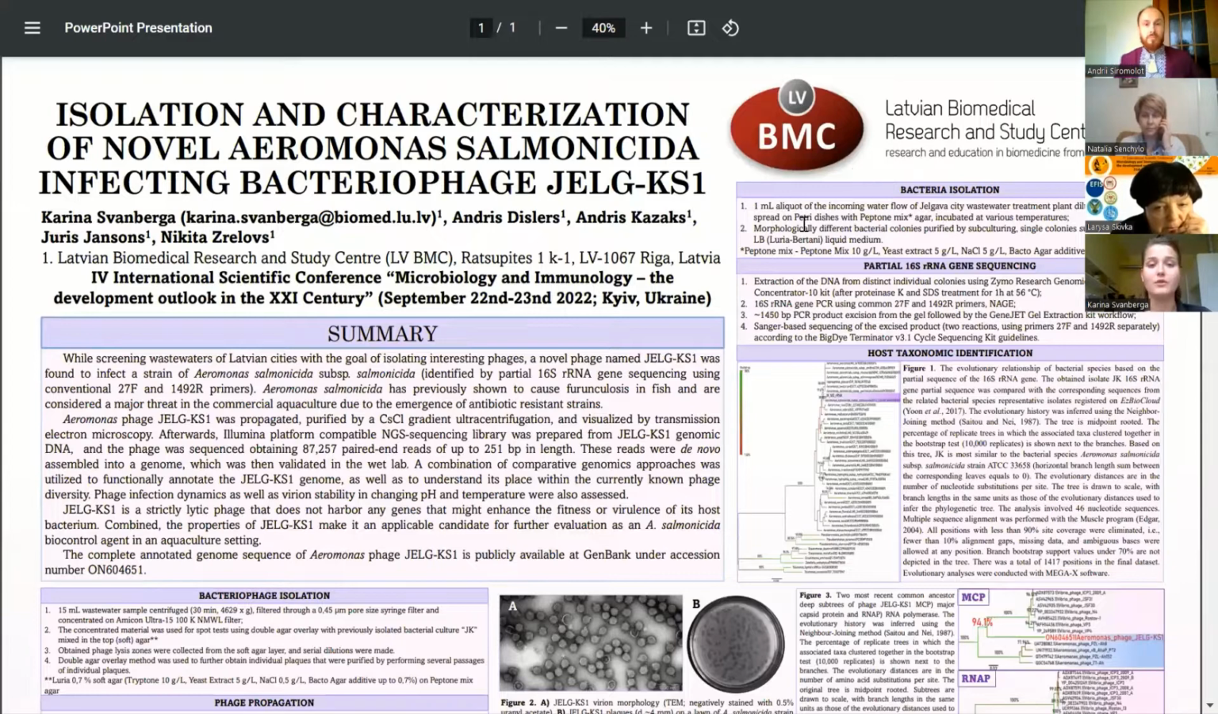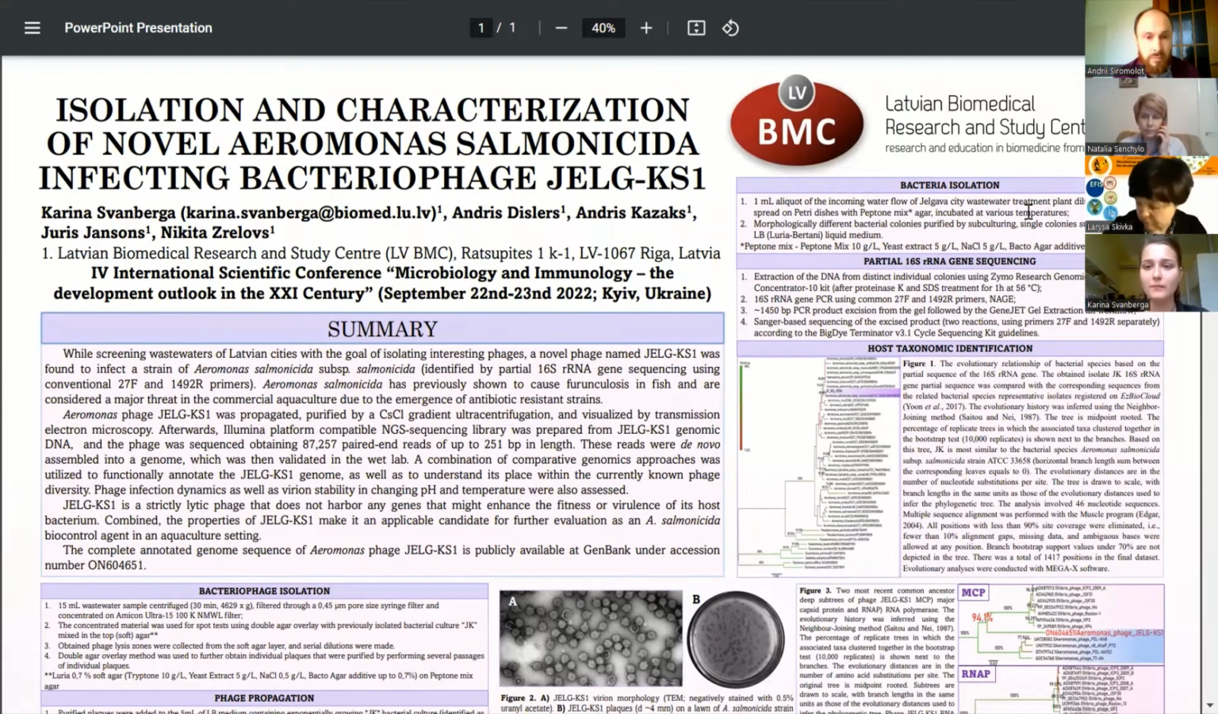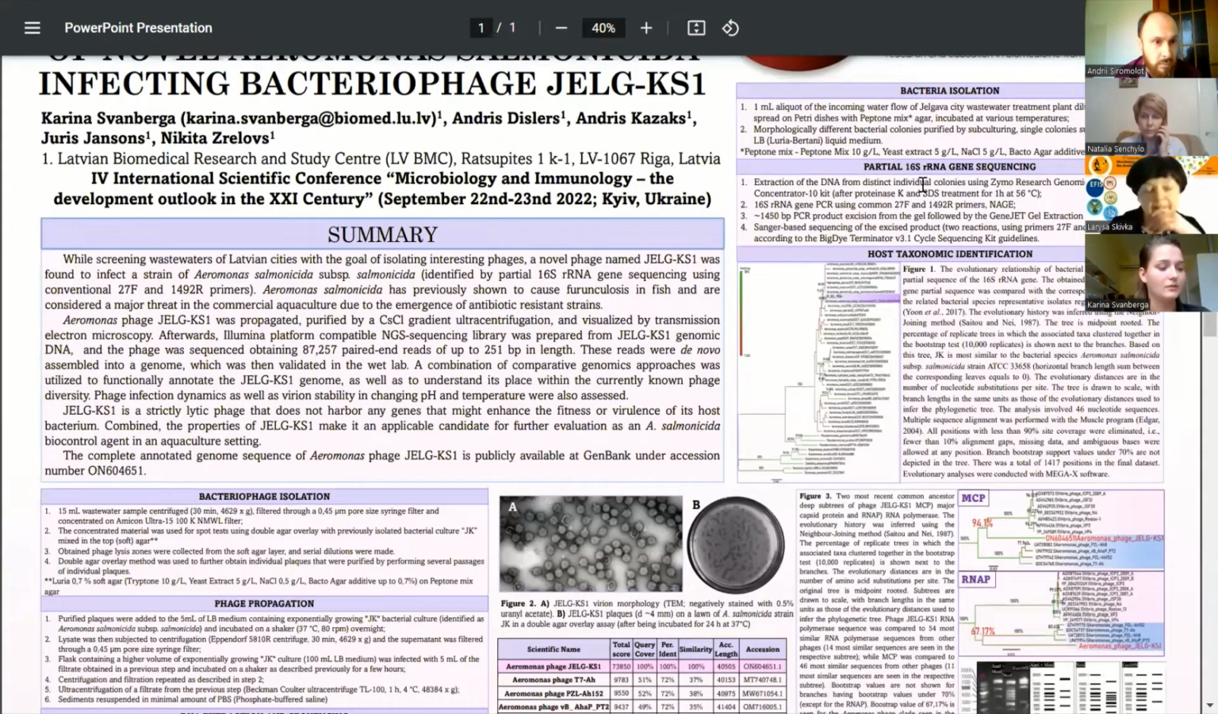So today I present you a novel phage isolated from the wastewater of the Latvian city Jelgava, named Jelgavas-1, that was found to infect a strain of Aeromonas salmonicida, subspecies salmonicida. The host was identified by partial 16S rRNA gene sequencing, and also found in the same wastewater sample as this phage.